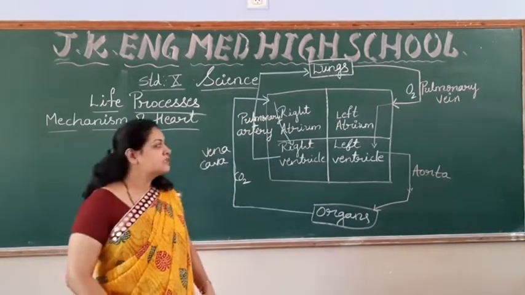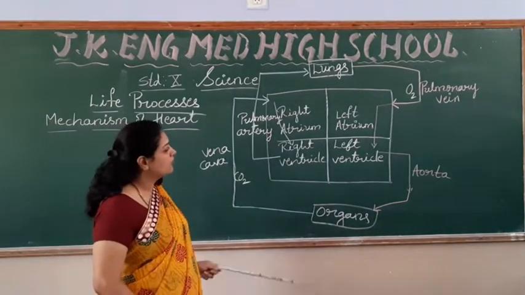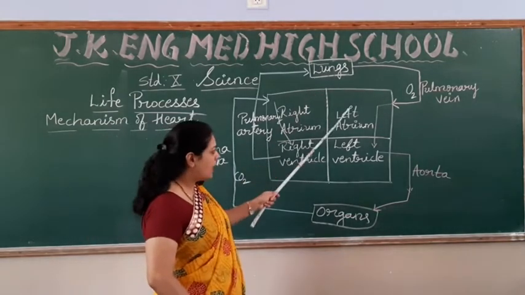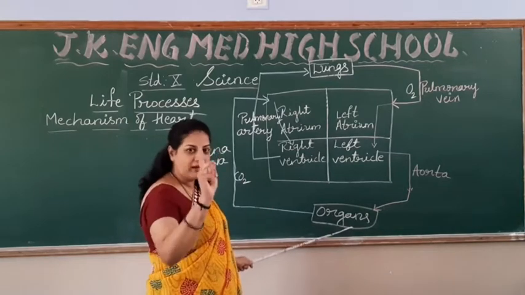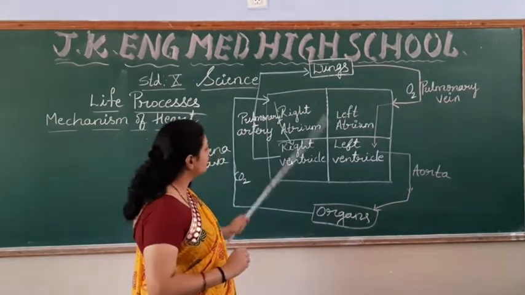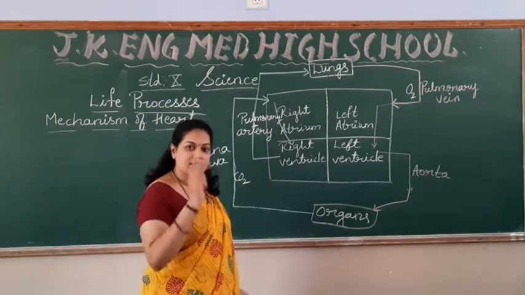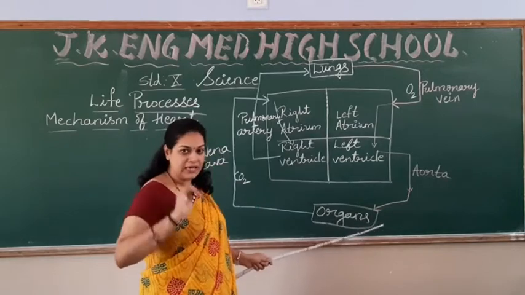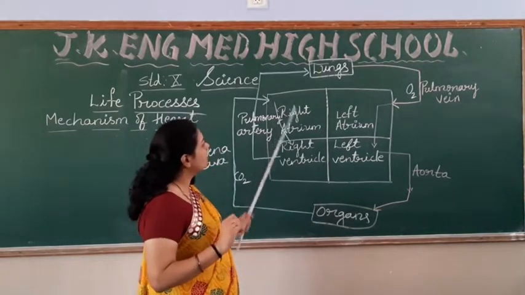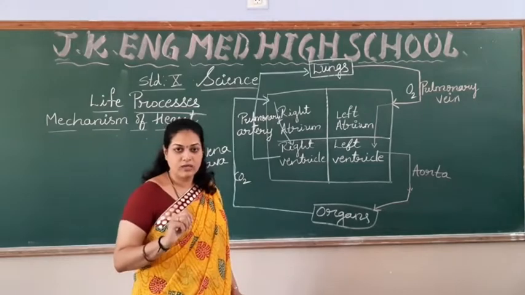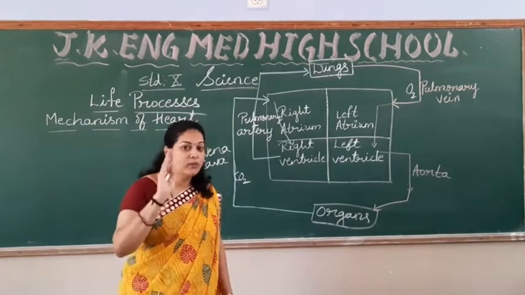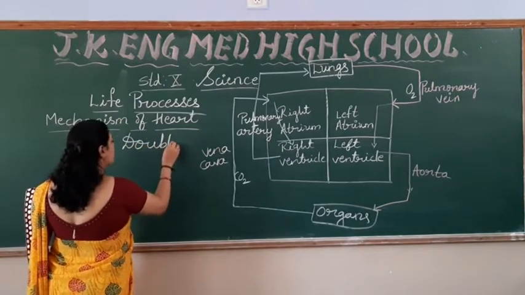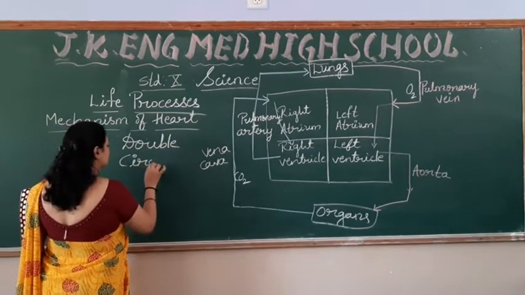Students, how many times do you find the circulation of the blood in our heart? 2 times. See, lungs to heart, heart to all organs is a half cycle. All organs to heart, heart to lungs is another half cycle. So 1 plus 1. In total, how many times do we find the circulation in our body? 2 times. So this is called double circulation.